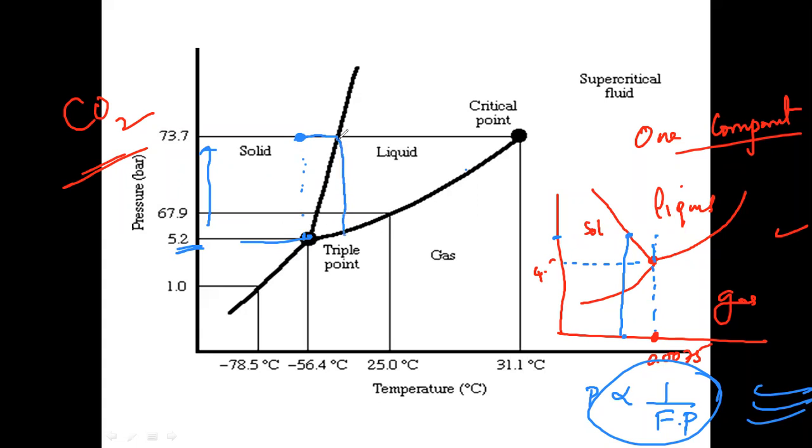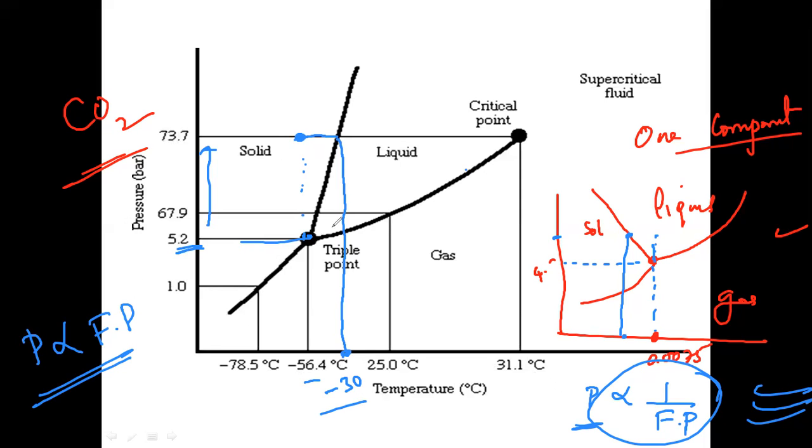So the freezing point has moved here. That means the freezing point is increased here, from minus 56, let us take it as minus 30 degrees. See here, the freezing point is increased. That means the pressure is directly related to the freezing point. But in case of water, the pressure is inversely related to the freezing point. That is a major difference, so you must remember these things.